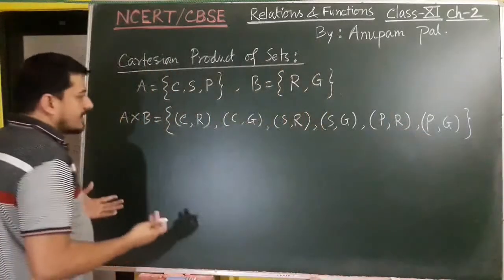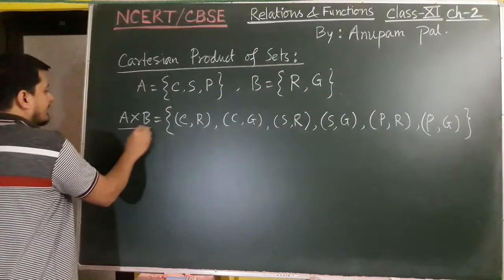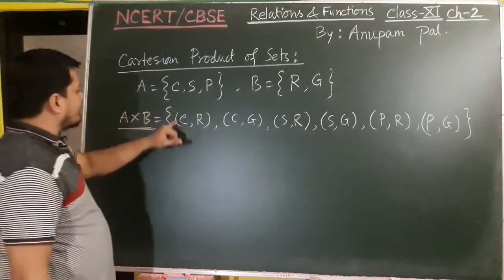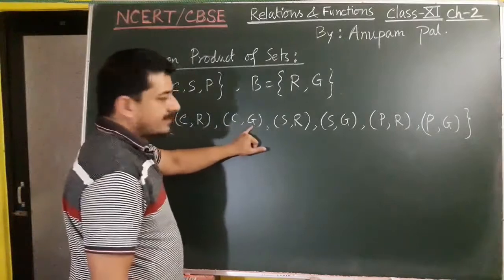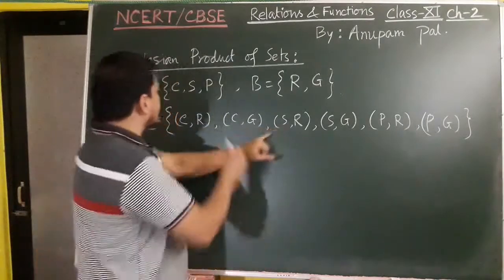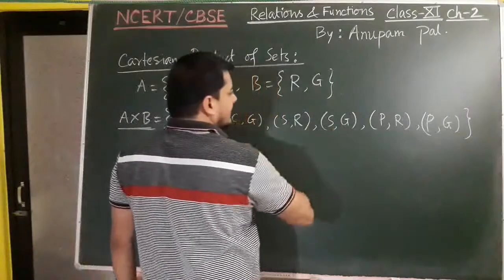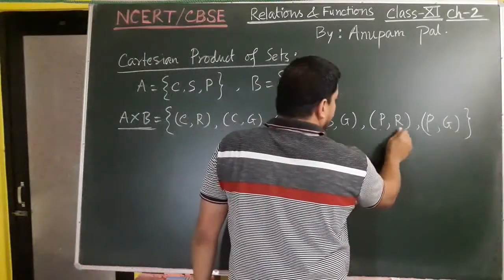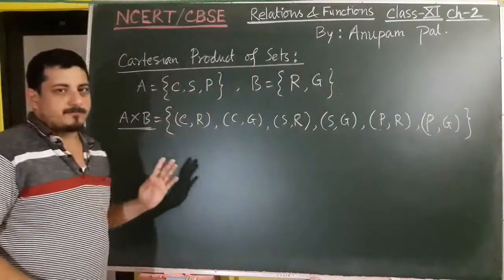That means all the possible combinations will be given by this A cross B. So for example, here it is coat of red color, then coat of green color, then shirt of red color, shirt of green color, pant of red color, pant of green color. So it is like this.